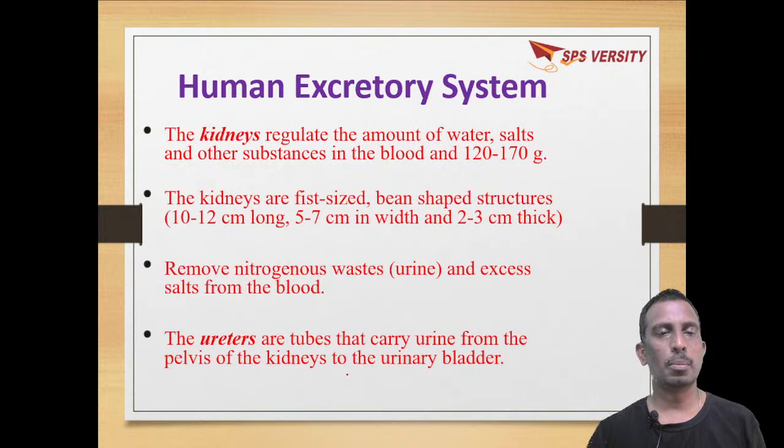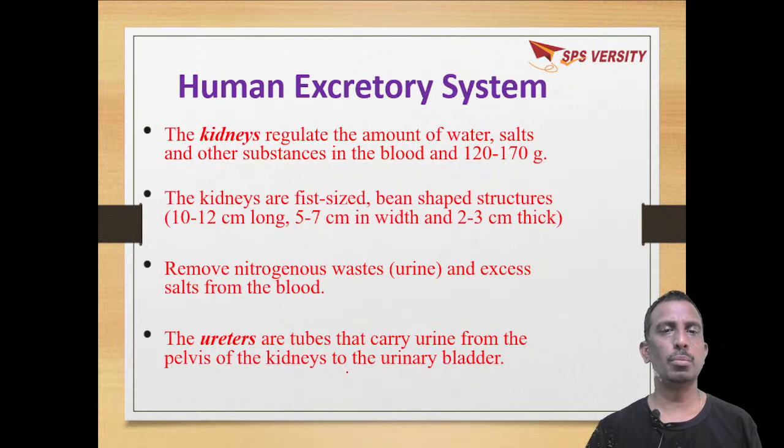So depending upon the habitat, the excretory product will differ. Ammonia requires a large amount of water. Urea requires less water. Uric acid requires still less water. So depending upon their habitat and the availability of water, the excretory products and the excretory organs will differ.